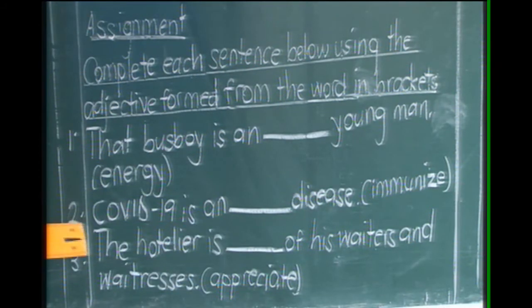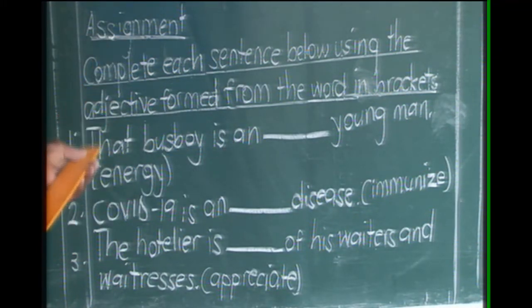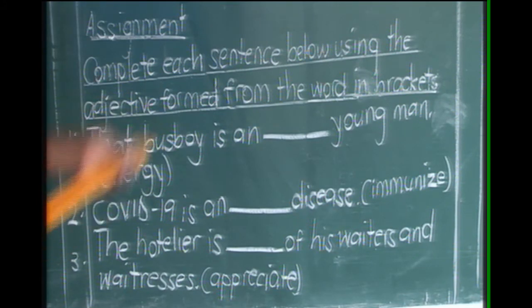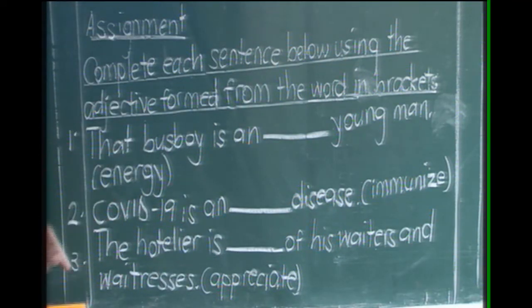In the previous lesson, we were using the correct adjective formed from the word given in brackets. Number one, that busboy is an dash young man. That busboy is an dash young man. We have the word in brackets as energy. Your task is simple. Form an adjective that matches this sentence, but you must form that adjective using the word given in brackets, which is energy.